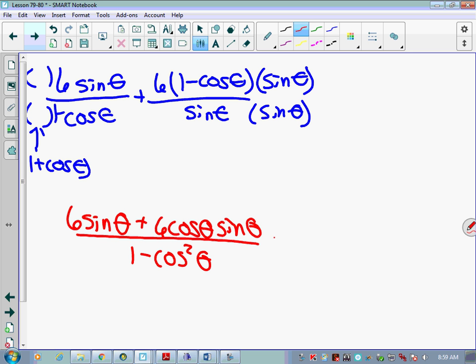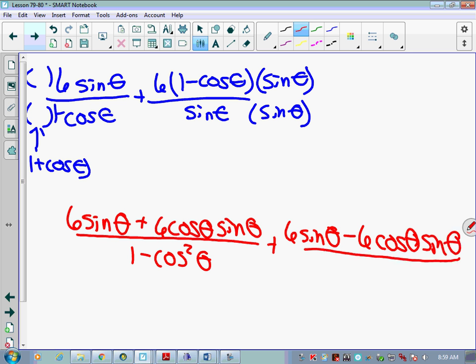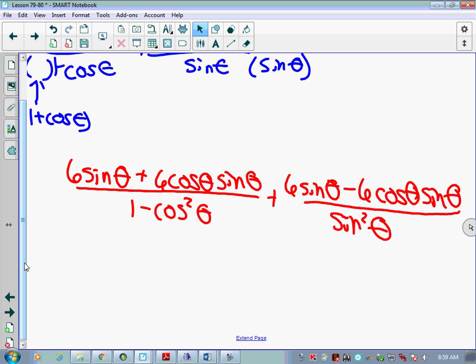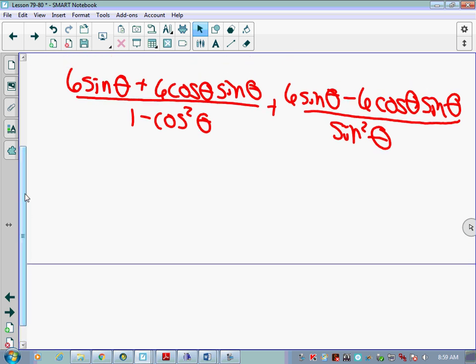Okay, over here, you're distributing the 6 out to all this. You get 6 sine theta minus 6 cosine theta sine theta all over sine squared theta. You should recognize this along with that Pythagorean identity. And forget it. We're going to quit right there.